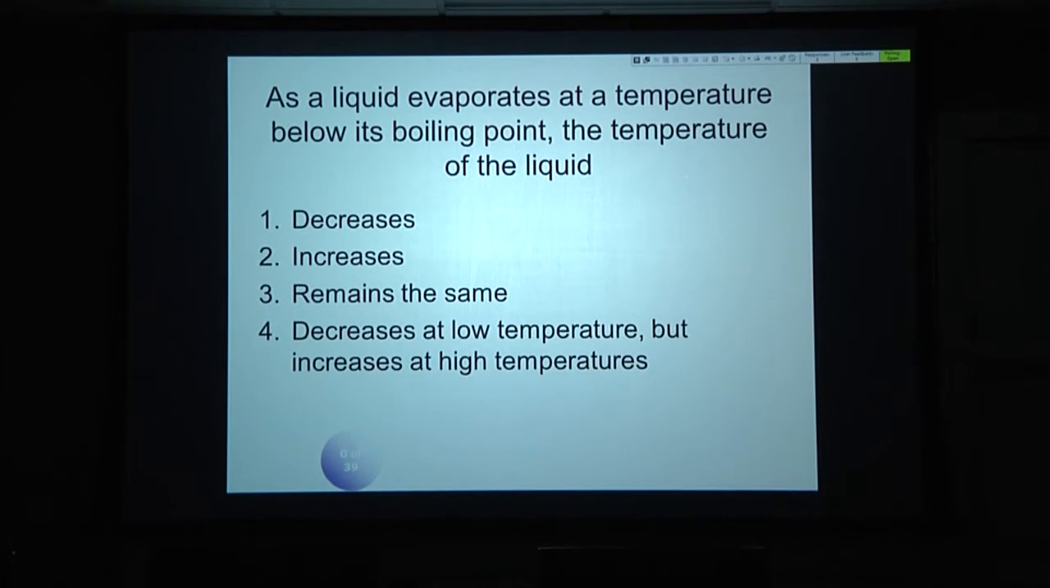So what happens when a liquid evaporates? What happens to the temperature of the liquid from which the stuff is evaporating? Pause the video and see if you can answer this question, and then we'll proceed.